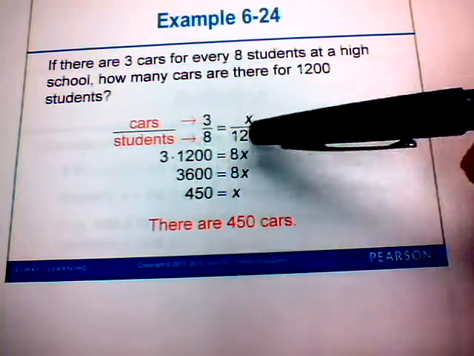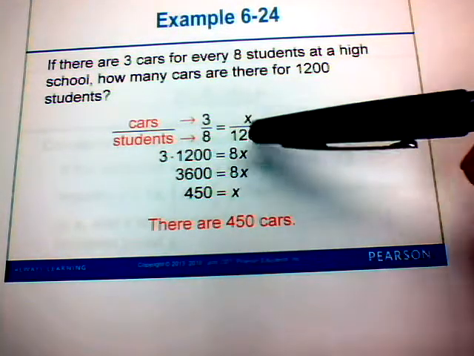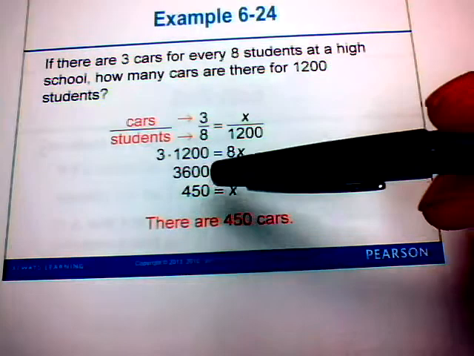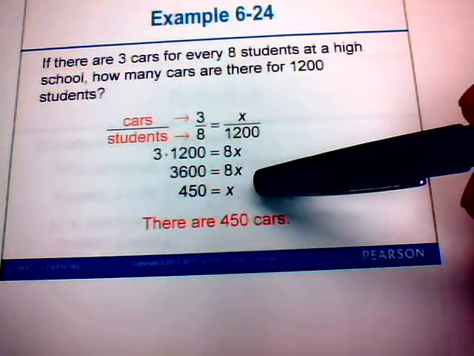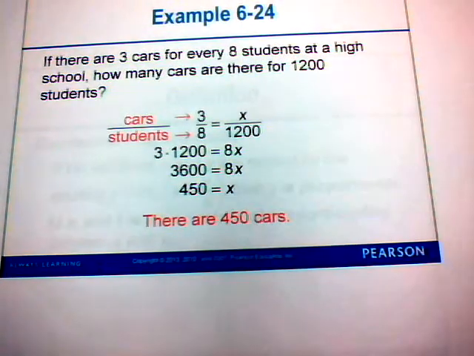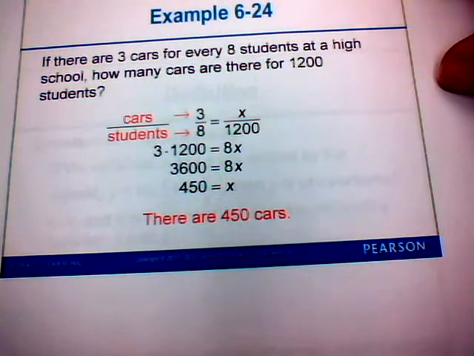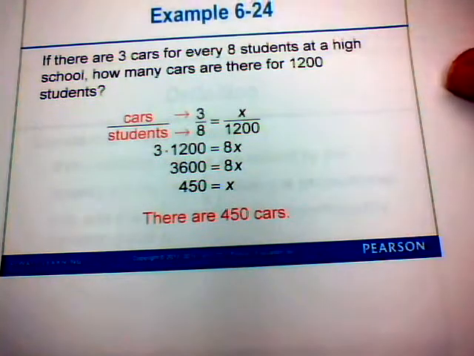Now, if we do cross multiplication, you'll have 8 times X, that's 8X. That's equal to 3 times 1,200. And 3 times 1,200 is 3,600, which is going to be equal to 8X. Now you'll have to divide both sides of this equation by 8 to get 450. So X will be 450, meaning that there are 450 cars for 1,200 students.